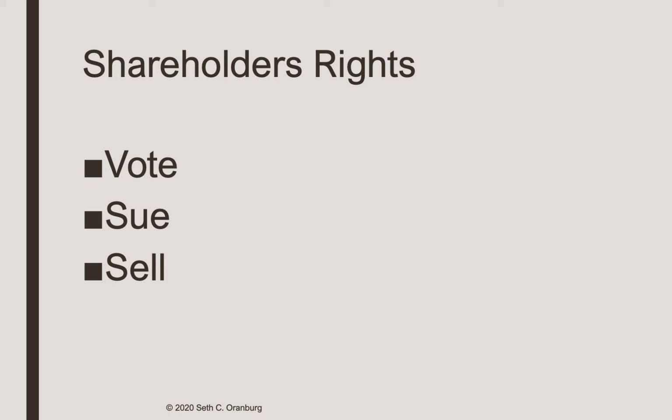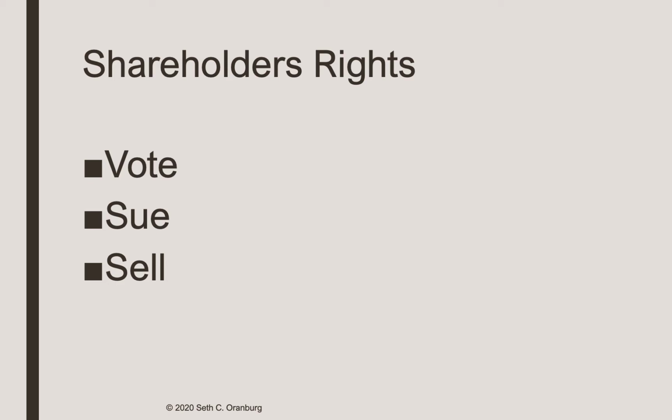Shareholders have three basic rights. They can vote for management, they can sue management when management has breached a fiduciary duty, and they can sell their shares if they're unhappy with how management is directing the corporation into the future.